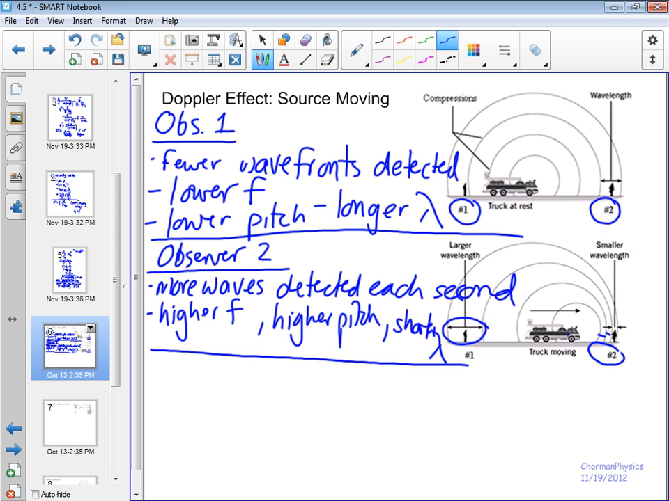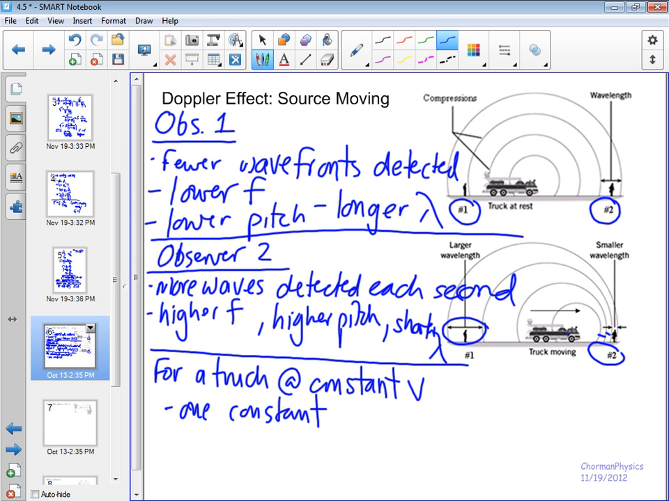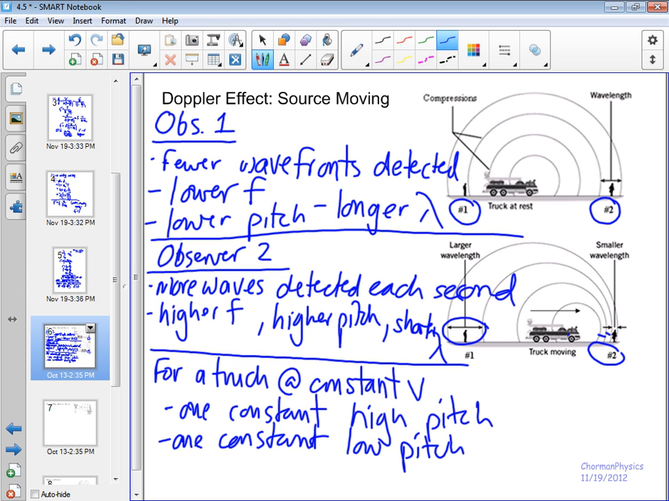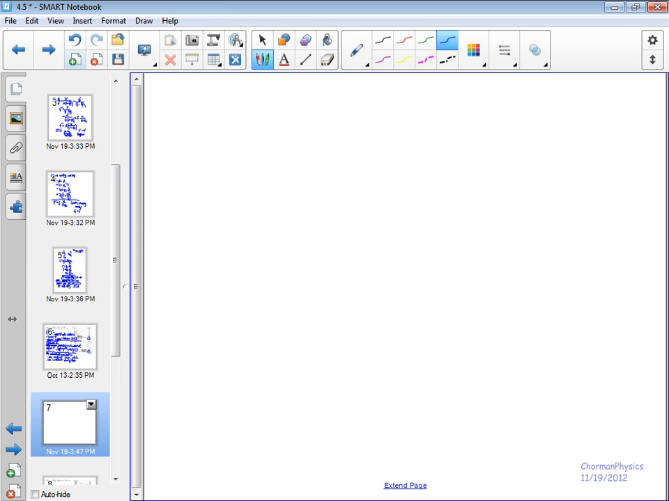So the truck is moving at constant velocity. What we end up getting here is one constant high pitch, moving towards, and one constant low pitch moving away. So for a truck at a constant v, we end up with one constant high pitch and one constant low pitch, moving towards and moving away.